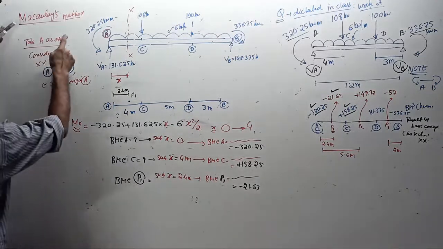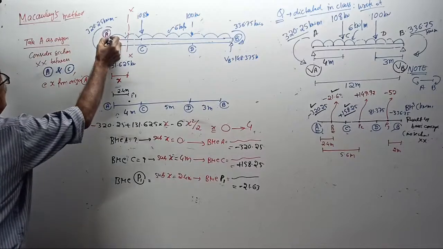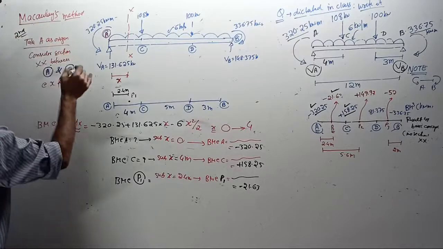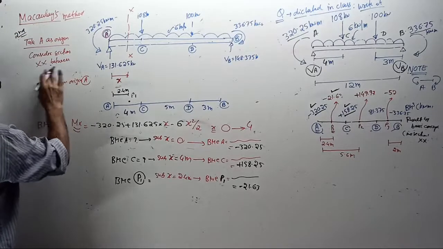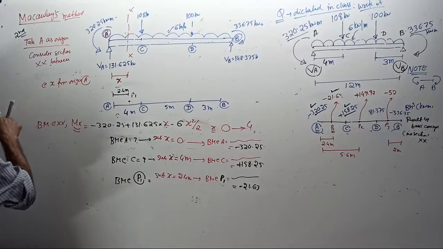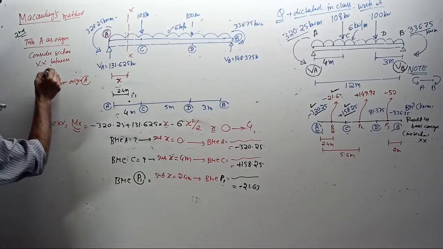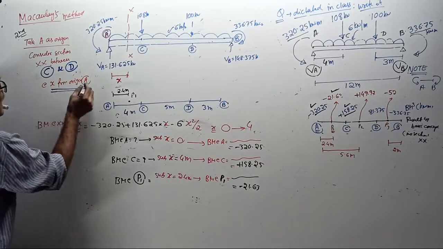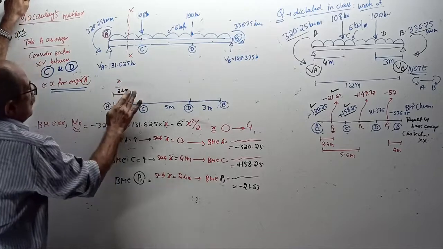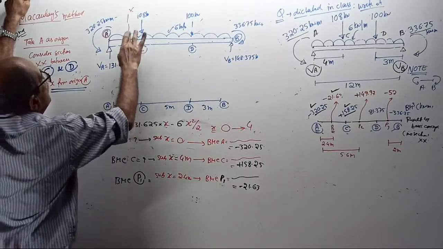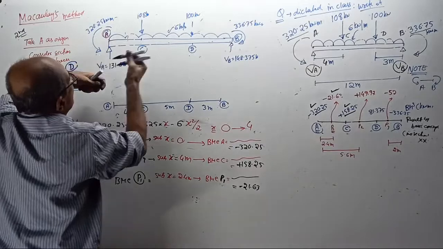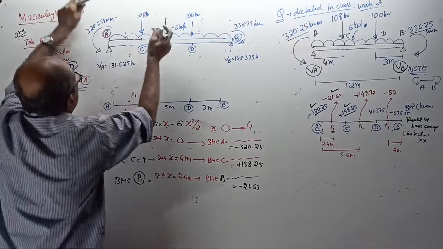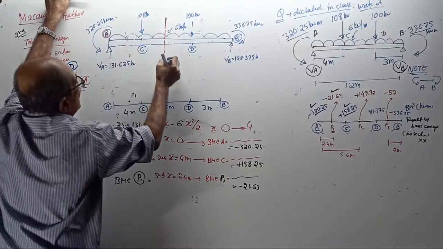Now, once again, take A only as origin. Consider x, second round now. I am not rubbing. Consider section XX between the standard points C and D, with x from origin A only. Not here. Now 2.4 is gone. You take a section here, XX.